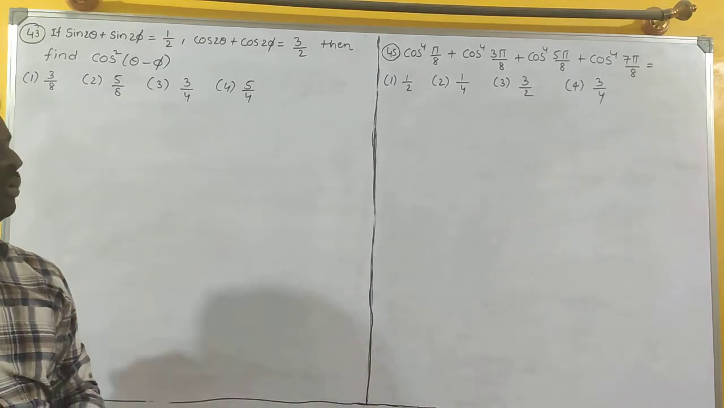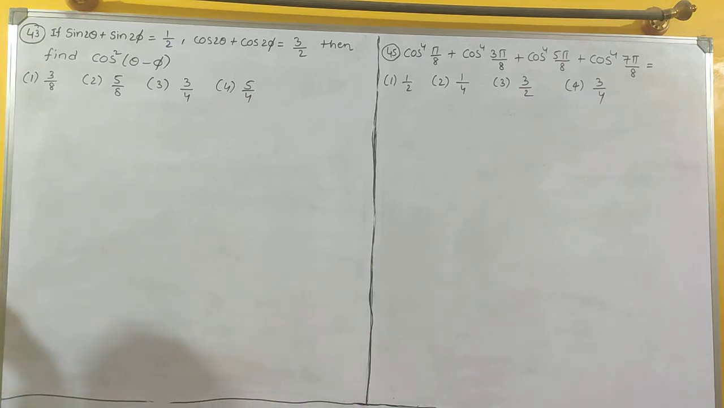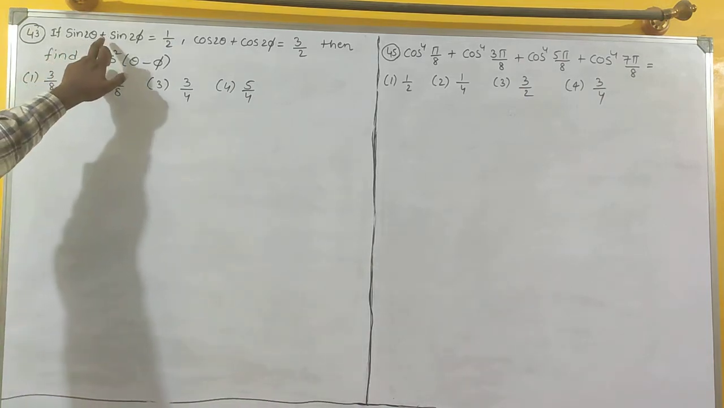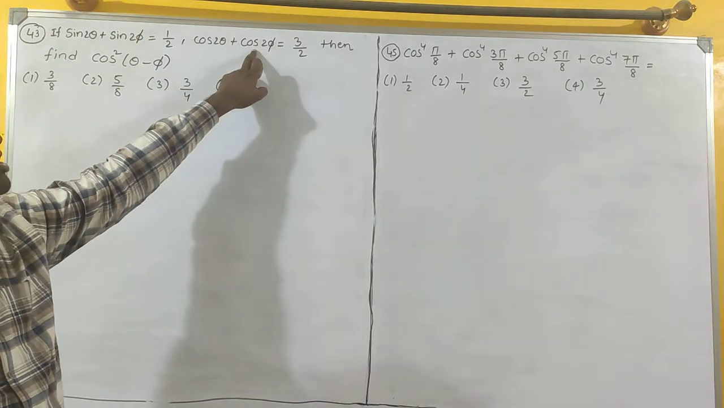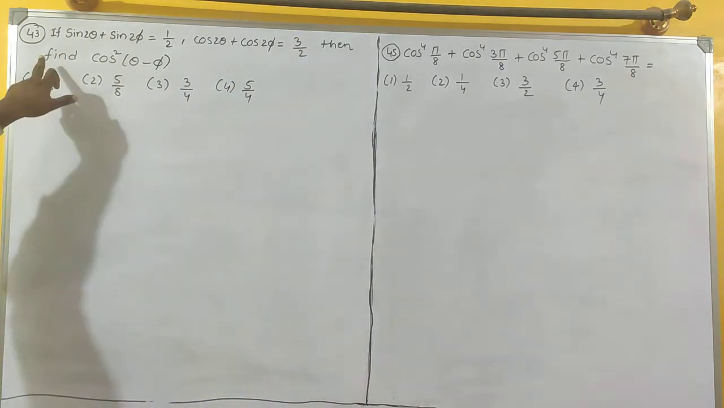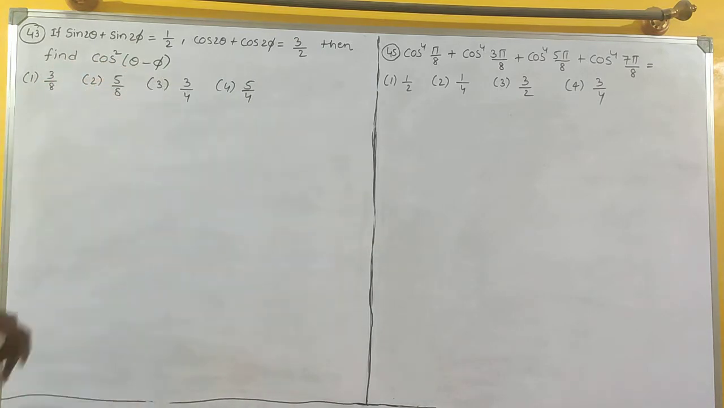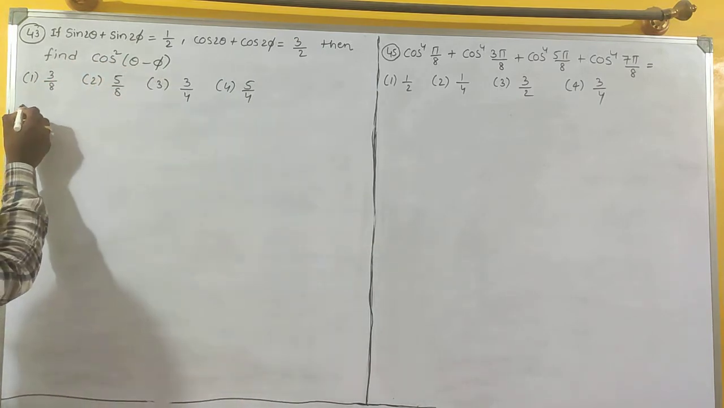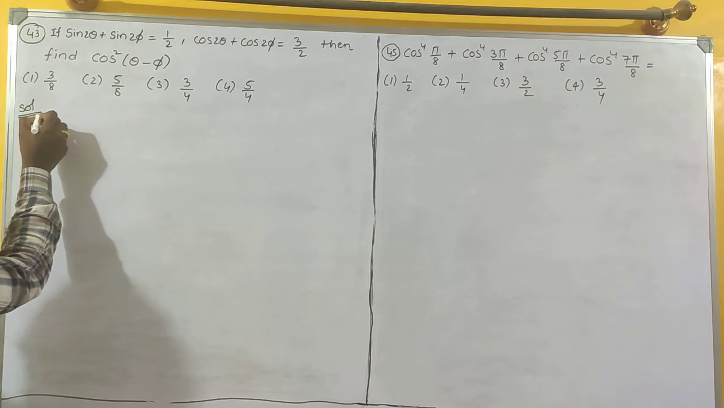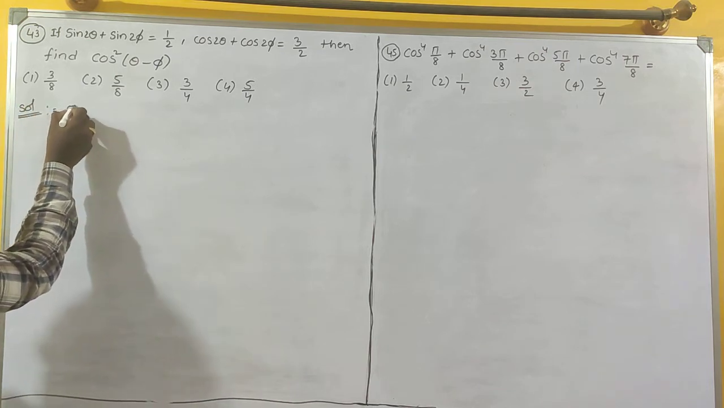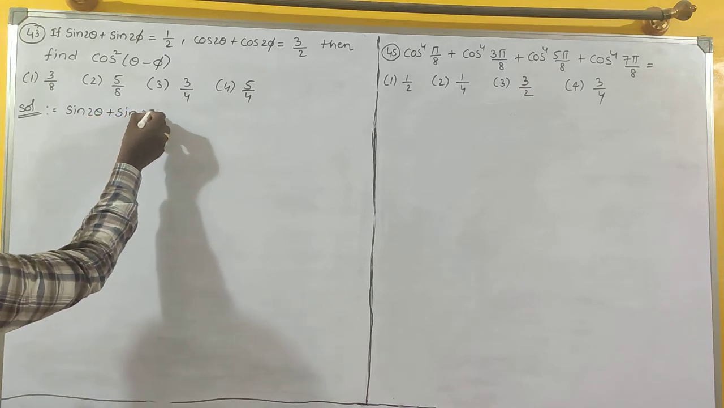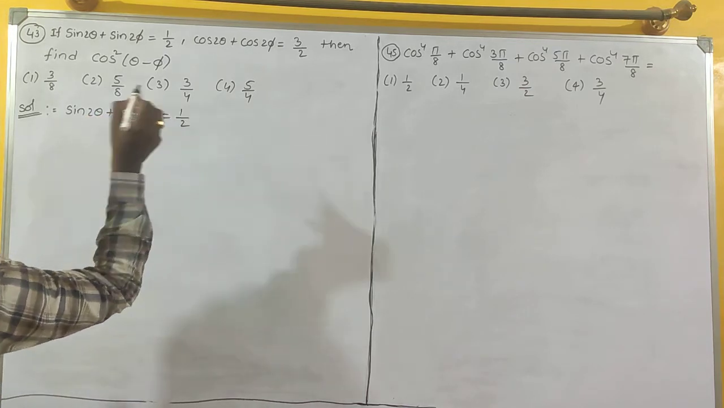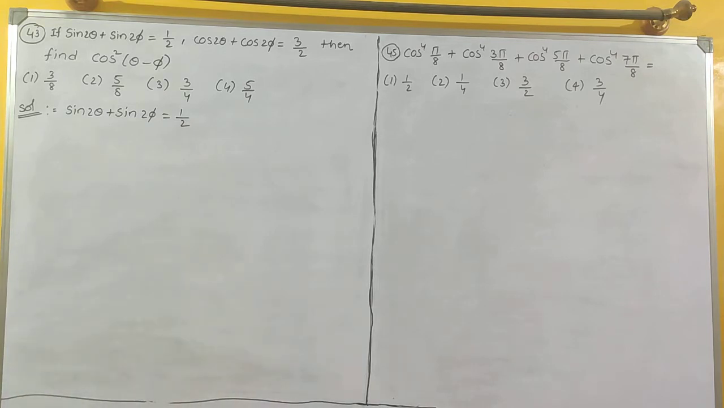Okay. In question number 43, given sin 2 theta plus sin 2 pi is equal to 1 by 2, cos 2 theta plus cos 2 pi equals 3 by 2, then find the value of cos square theta minus pi. Okay, first sin 2 theta plus sin 2 pi is equal to 1 by 2. Now squaring on both sides.